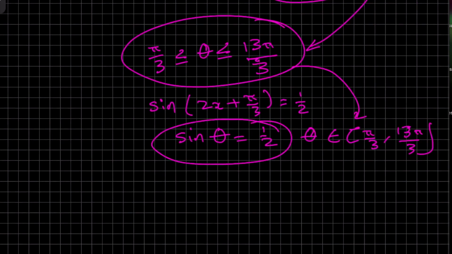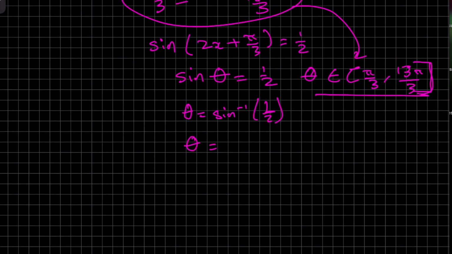If we just solve this part of the equation for theta, theta would equal sine inverse of a half, and using our exact values and our reference angles, we know that this would equal pi on 6 or 5 pi on 6. This is just using our reference angles, remembering that if we want to find more solutions to this equation, all we have to do is add or subtract 2 pi.